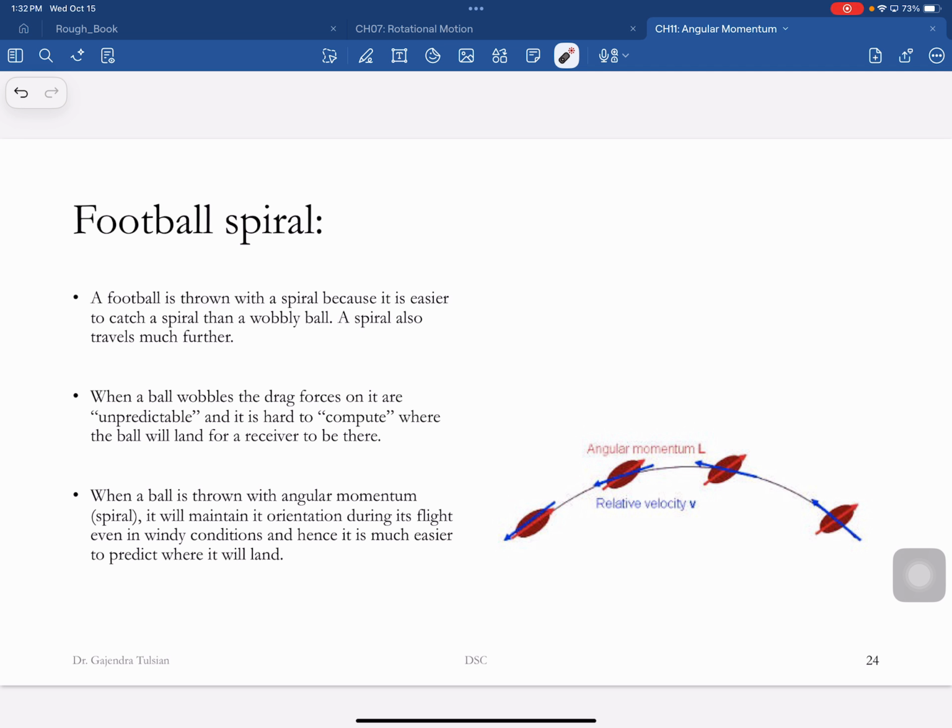So go on a windy day and play football on the beach. You throw it with a wobble, people will be dropping their catches all left and right. And throw it with a nice tight spiral and they'll be catching it.